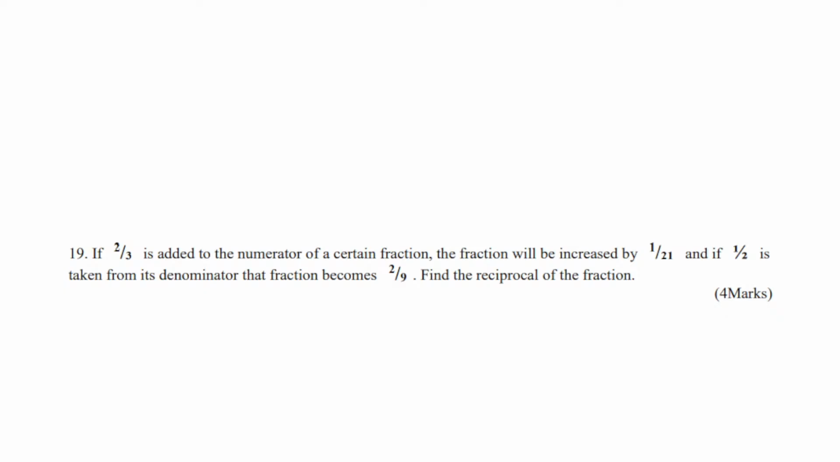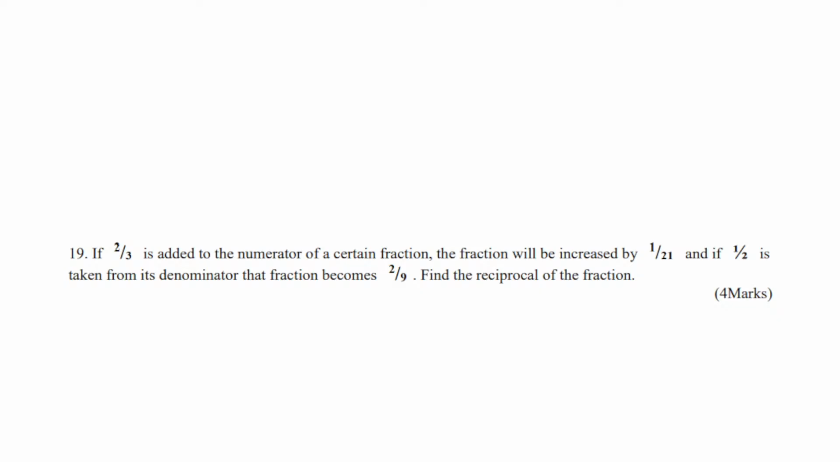If this is fractions, very easy. If 2 over 3 is added to the numerator of a certain fraction, the fraction will be increased by 1 over 21. And if a half is taken from its denominator, the fraction becomes 2 over 9. Find the reciprocal of the fraction. 4 marks.